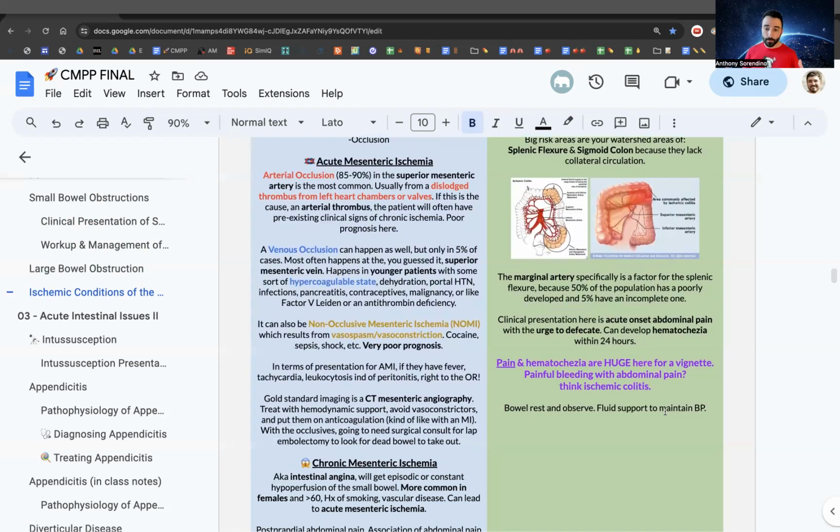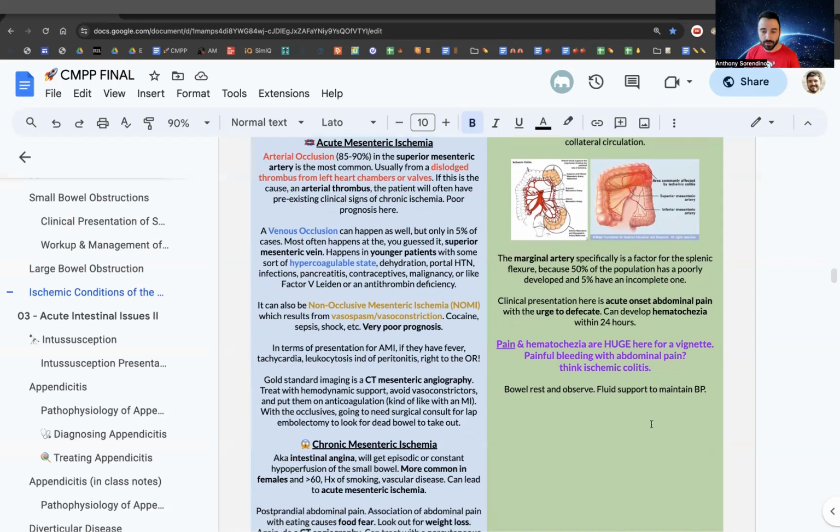The big clinical presentation here is an acute onset of abdominal pain with the urge to defecate. Now, the painful hematochezia, bright red blood, is the huge vignette here, especially when we're doing this versus diverticular bleeding, which is going to be painless. What I thought was interesting here, though, is that you can get the hematochezia not right away. It can actually develop within 24 hours. So I thought that was pretty interesting.